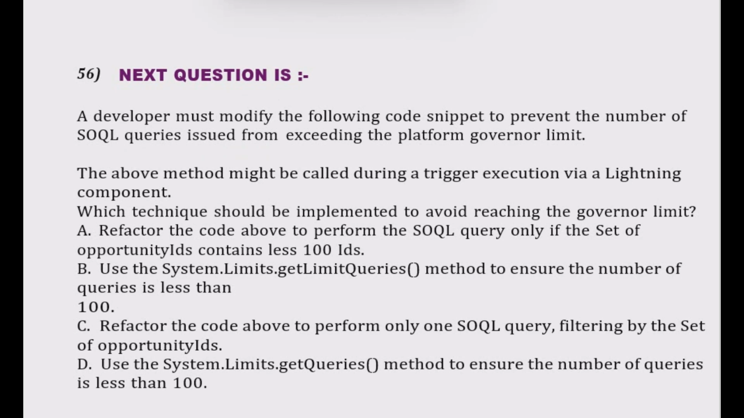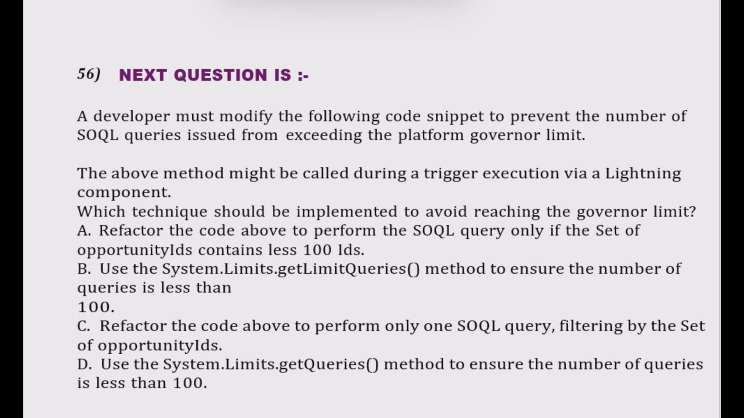Question is a developer must modify the following code snippet to prevent the number of SOQL queries issued from exceeding the platform governor limit. The above method might be called during a trigger execution via a Lightning component. Which technique should be implemented to avoid reaching the governor limit?